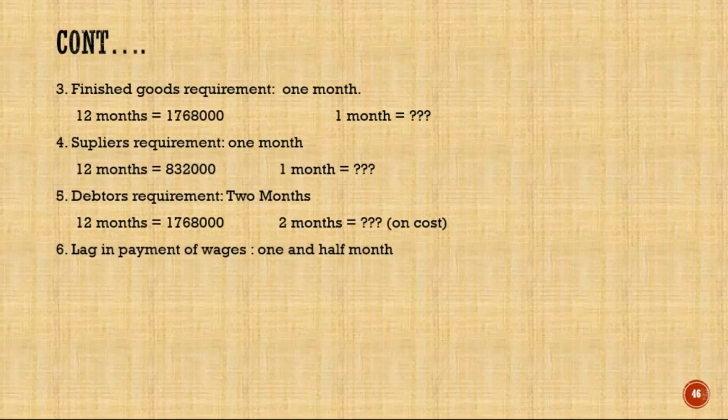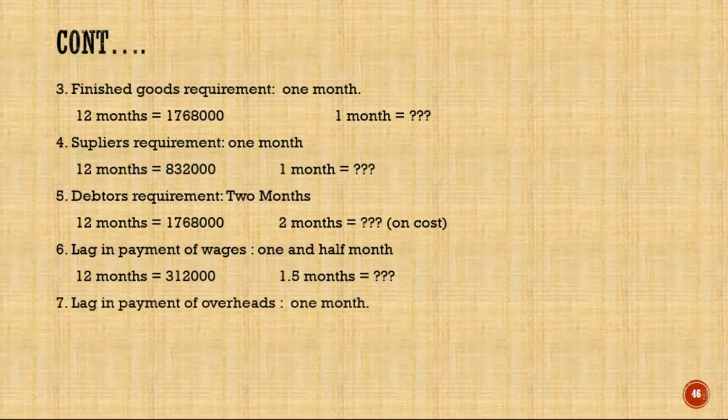Next calculation is lag in payment of wages, that is outstanding wages, and the period given is 1.5 months. So on which figure are we expected to calculate wages? Yes, it is calculated on direct labor, because we are paying wages to the labor. That's why direct labor amount we are going to consider here as a base. So 12 months is equal to 3,12,000, and how much for 1.5 months?